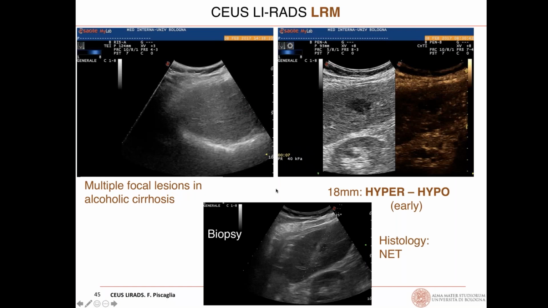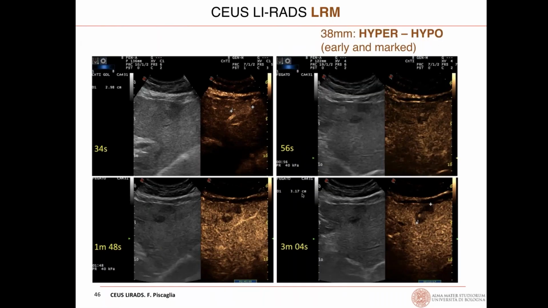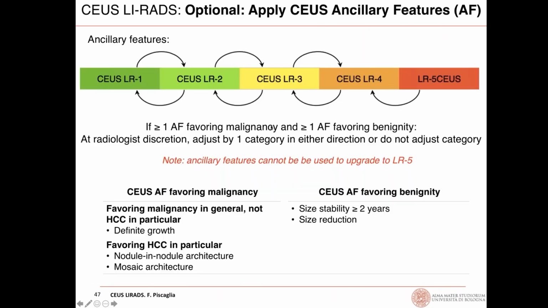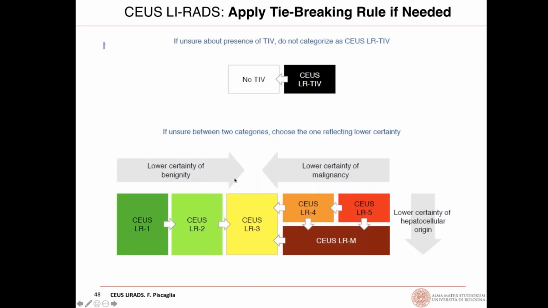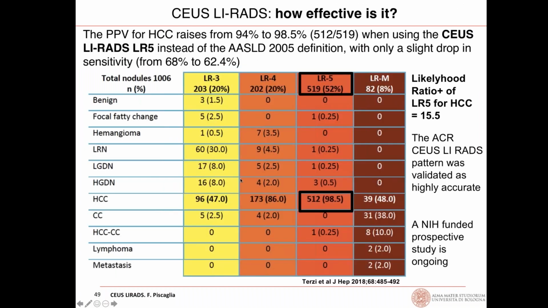So I skip for the sake of time. This is another LR-M, which was a cholangiocarcinoma, early washout, with global hyperenhancement. So global hyperenhancement is not typical only of hepatocellular carcinoma. The LI-RADS system endorses also some ancillary features, but they are not very important for HCC. So I come to the end.